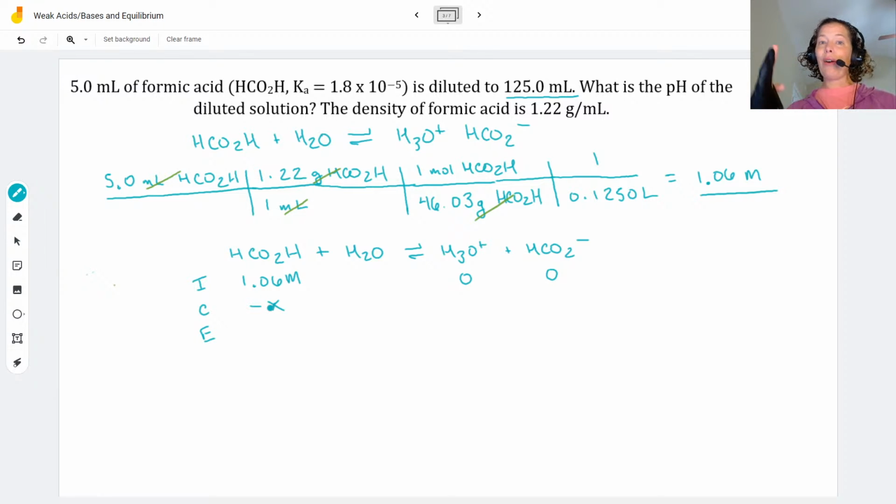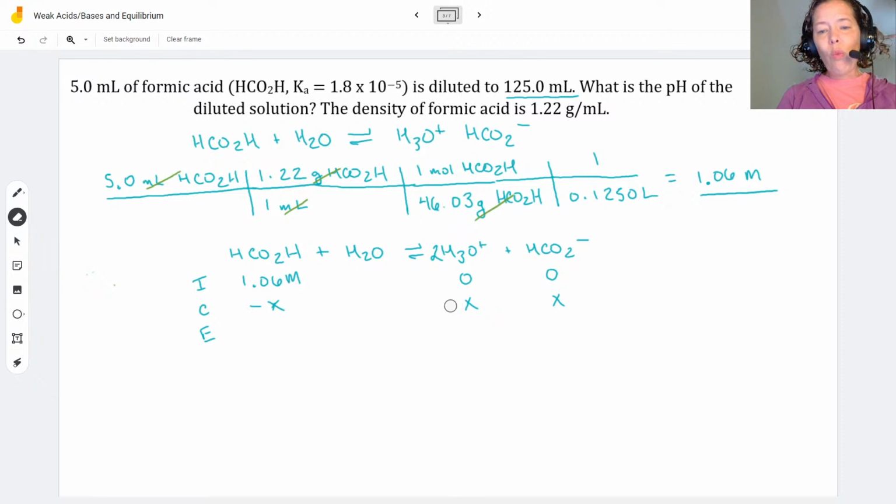Now, that minus X is because I'm going to be losing some of that formic acid. But if you think about your reaction and your stoichiometry, I am creating hydronium and I am creating my conjugate base. These are all in a 1-to-1 ratio. If by chance you had a 2 here, this would be 2x. So it does follow your stoichiometric ratios, but generally with weak acids and weak bases, these are almost always going to be 1-to-1 ratios, which helps the ice table stay a little bit simple for acids and bases. Of course, you can do ice tables that are more complex.